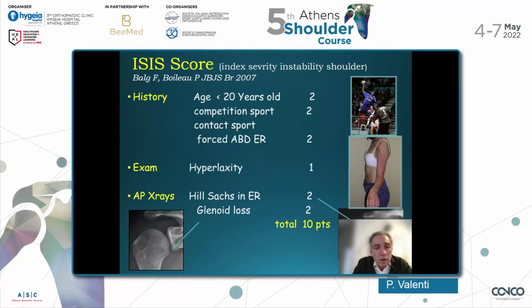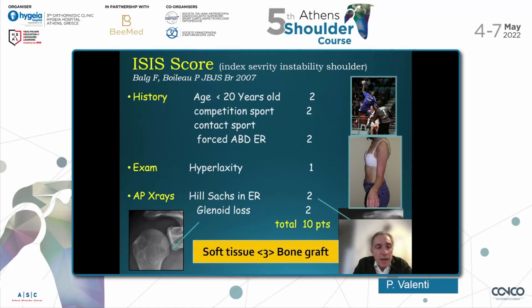Pascal Boileau did a lot of Bankart repair, even when there is a bony lesion. After analyzing a big series of 132 patients, he described the ISIS score, the Instability Severity Index Score. He analyzed the age, the competition, the force in abduction and external rotation, the degree of hyperlaxity, the Hill-Sachs size on AP X-rays in external rotation, and the glenoid bone loss.